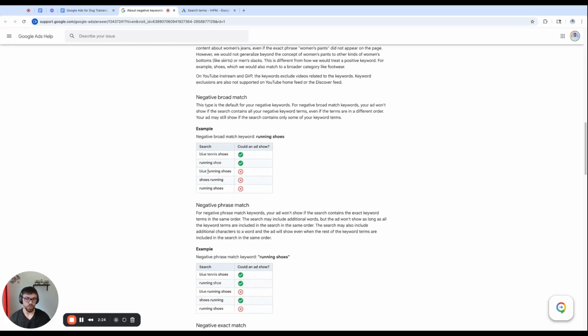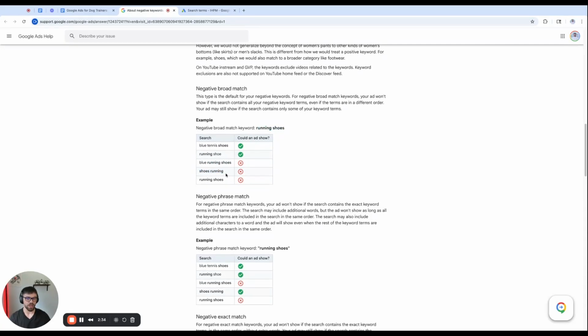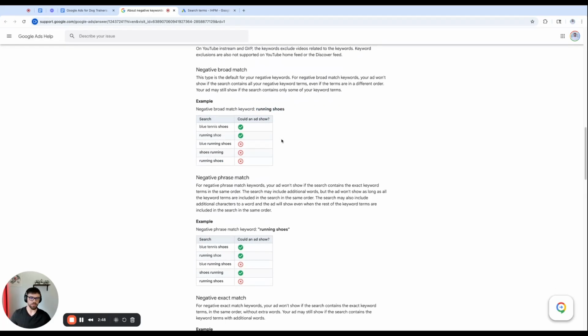And in this case, it's simply just missing an S. Now, this one, blue running shoes. So even though there's the word blue, because running shoes is in the search term, it's not going to show up. Shoes running, even though they're in different order, because it contains the word shoes and running, your ad will not show up. And then, of course, running shoes. Your ad's not going to show up because someone typed in running shoes exactly. Okay, so that's broad match.